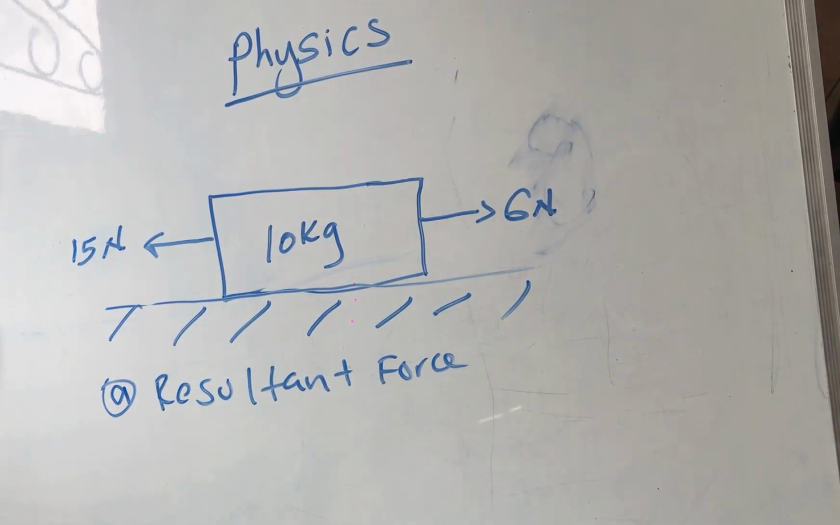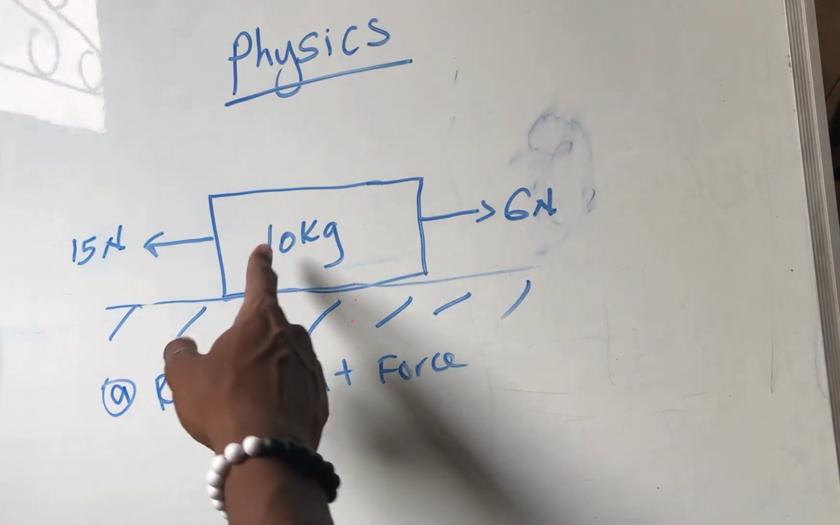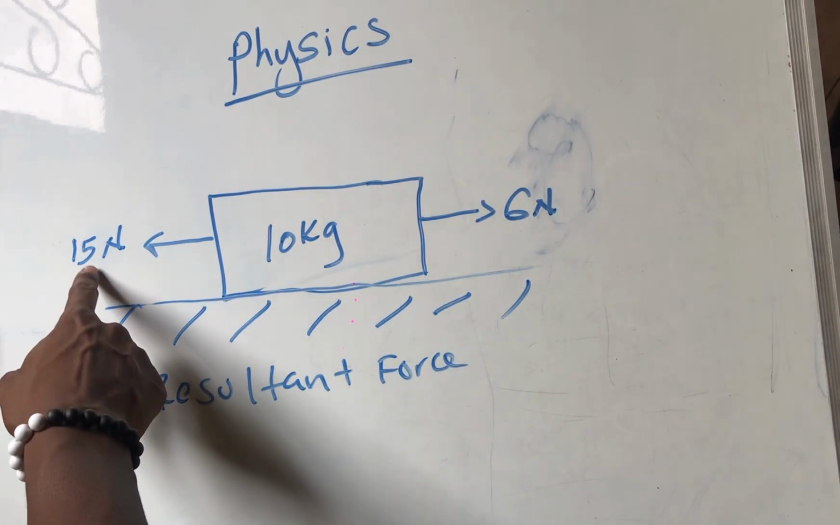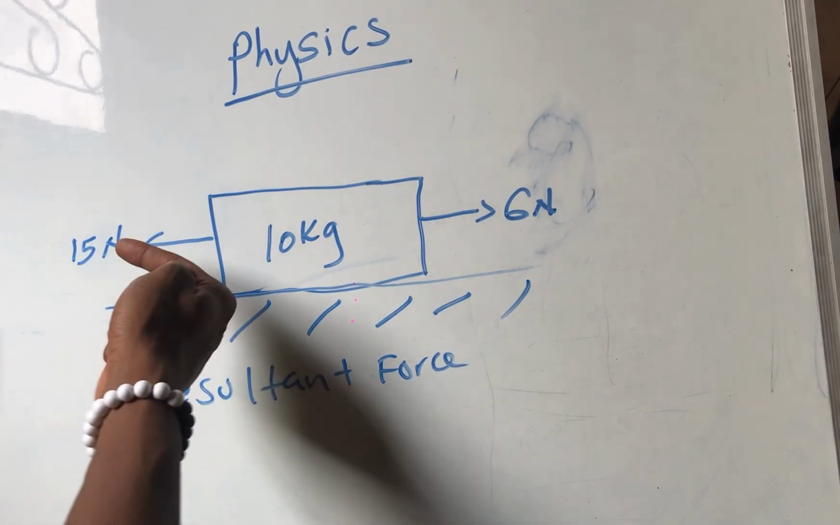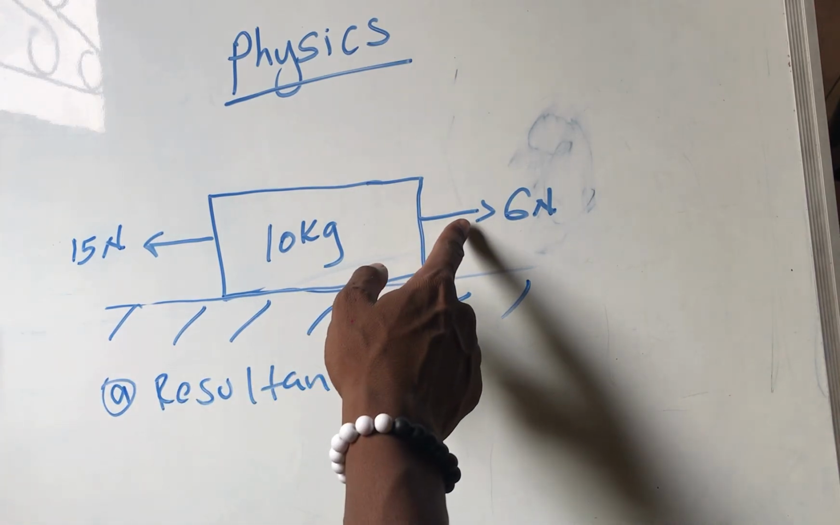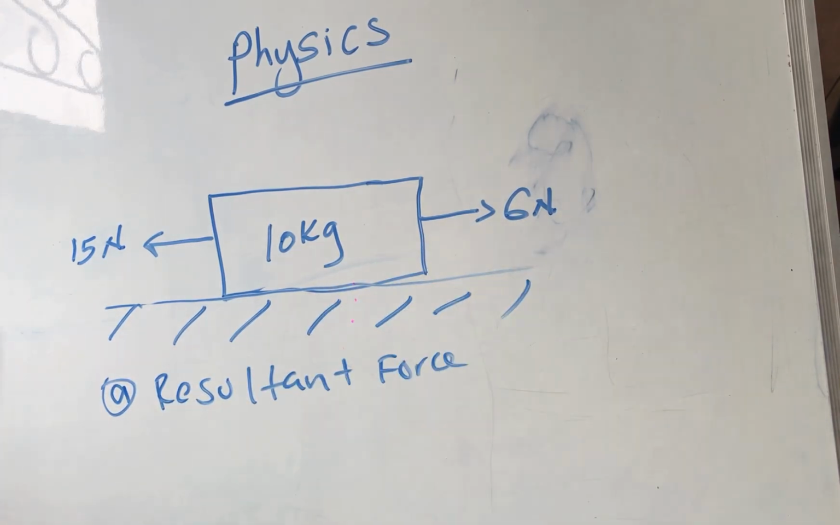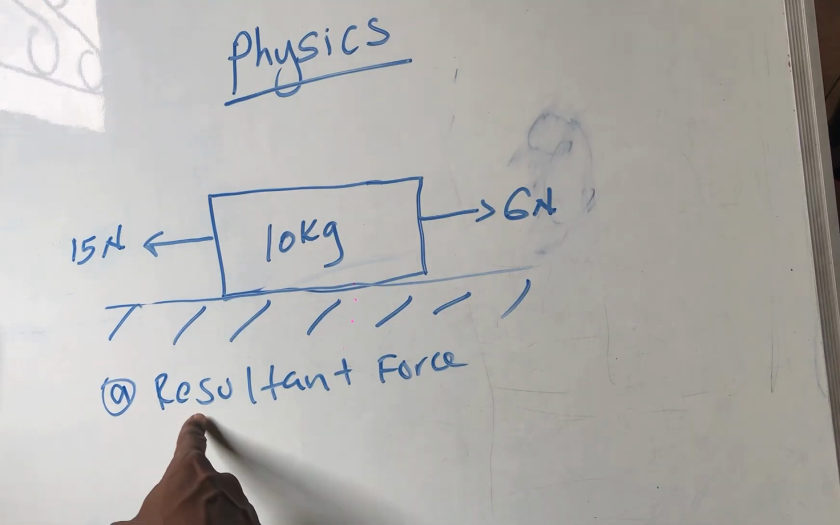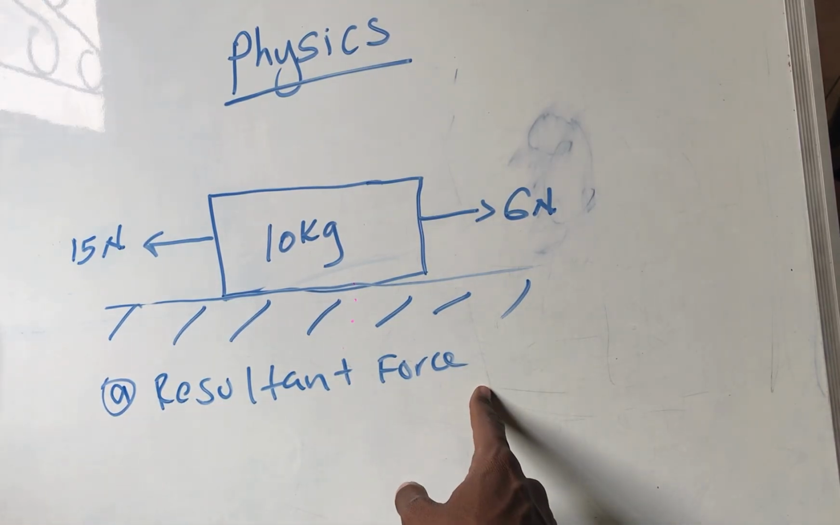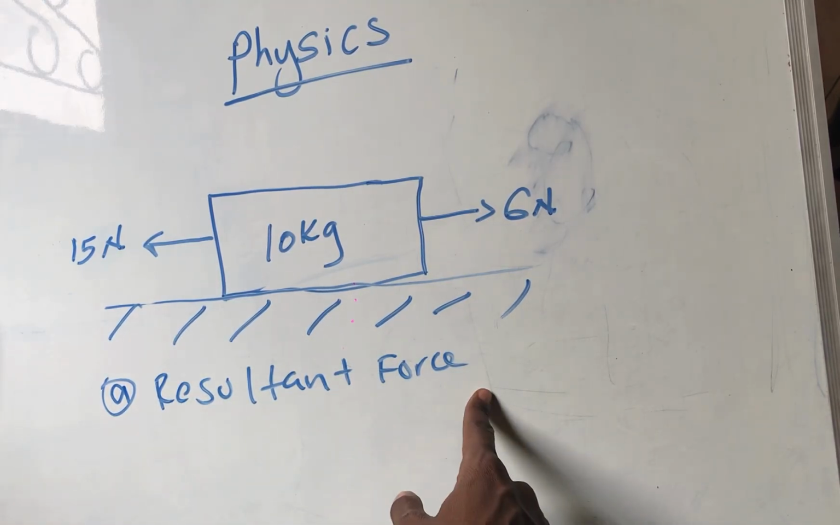How do we get the resultant force? Now, to get the resultant force here, we are just going to compare the two forces that are acting on this body. So we've got these two forces, a 15 Newton force acting in this direction, and then we have a 6 Newton force acting in the opposite direction. Now the question is asking us to find the resultant force. So how do we find the resultant force?